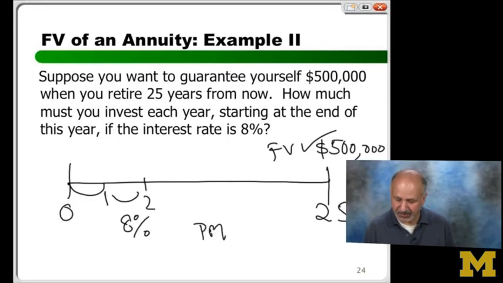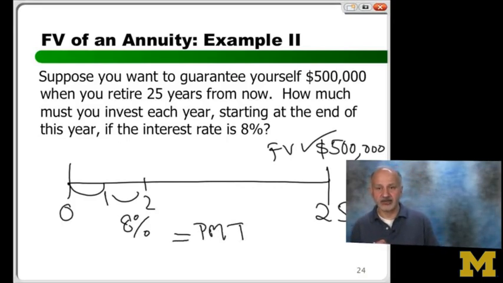So let me ask you this. When we go to Excel in a second, you will use the PMT function. Why? Because that's the guy I don't know. And that's the guy I'm trying to solve for. Right? Okay, let's do it.